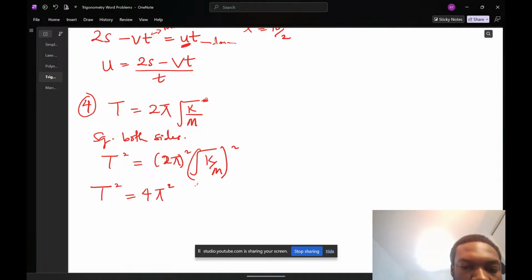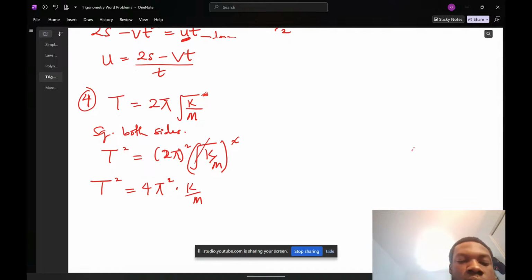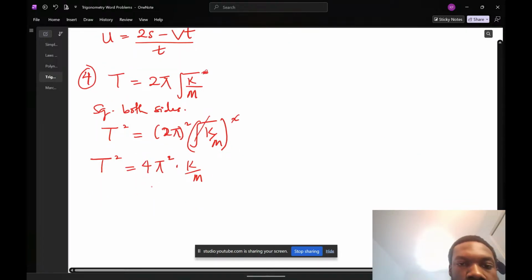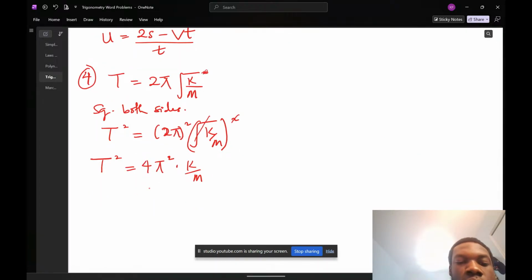4 pi squared. So let's use this square to cancel the square root. It's k over m. You see? I didn't say what we're looking for, what we're making sure it's a formula. Let's make k the subject of the formula.